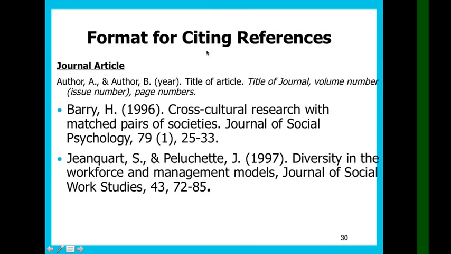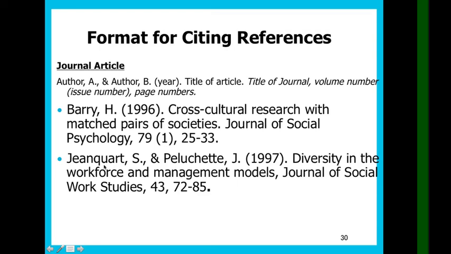Now, if you use a journal article in your research, this is the way you cite the reference. So you have the author's name, the year, the title of the article, the title of the journal, volume number, issue number, page number. So we have an example, Barry H., 1996, Cross-Cultural Research with Matched Pairs of Societies. That is the title of the article. The title of the journal is Journal of Social Psychology. The volume is, I think, 79, issue number 1. Pages are 25 to 33.